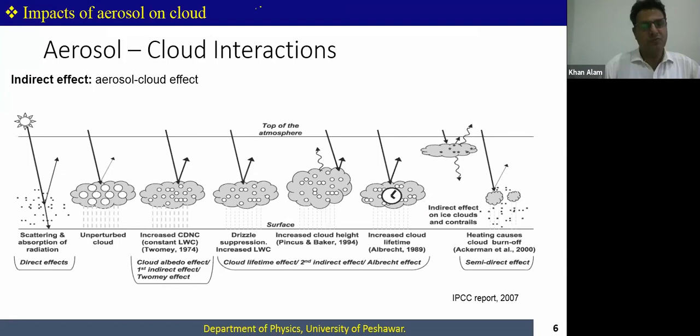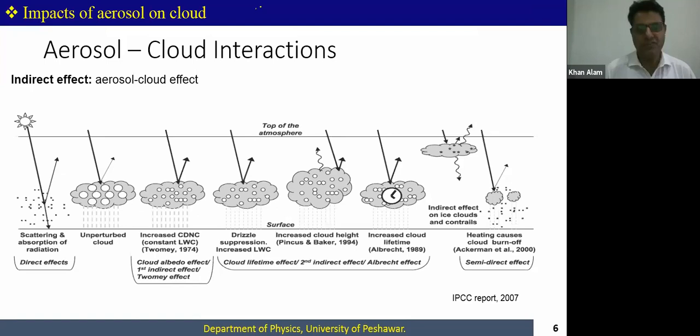If absorbing aerosols mix with the clouds, the resulting cloud will evaporate. So resulting, we will have no precipitation. If there are a large number of aerosol particles, it will produce more precipitation. By increasing the cloud droplet number concentrations, we have a large amount of precipitation, and this is called the first indirect effect of aerosol or Twomey effect.